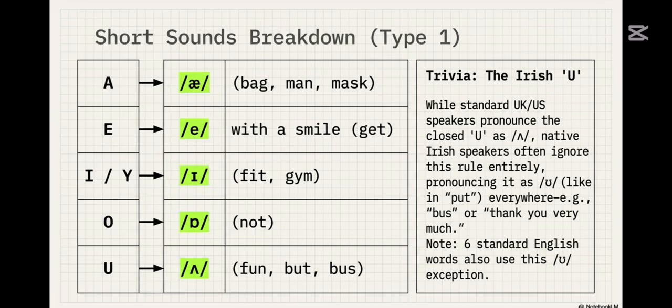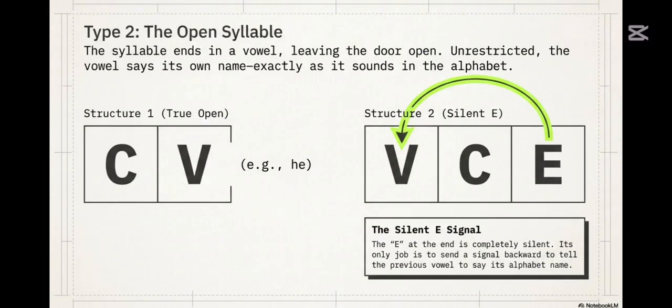Fun, but, and bus. An open syllable ends with a vowel. The vowel is usually long. For example, he, go, my. So also the magic E. The final E is not pronounced, but it changes the vowel sound from short to long. This is one of the most common reading rules in English.